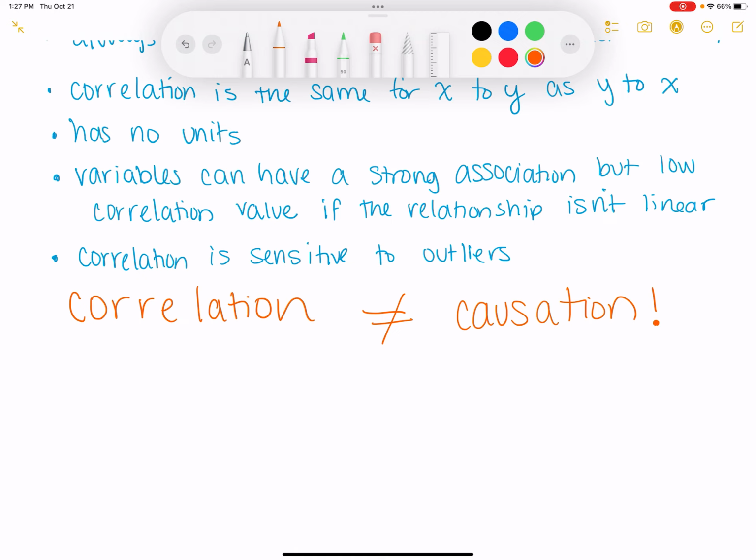Like, you have a cast on your foot because you broke your ankle. That would be causation. But correlation could be something like, oh, you have a cast on, you must have gotten injured, kind of thing. Sometimes they are the same, but they're not always the same. So don't assume that they're equal.